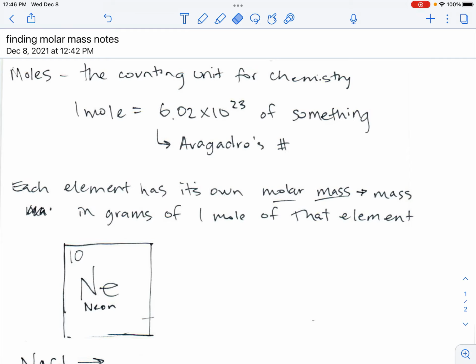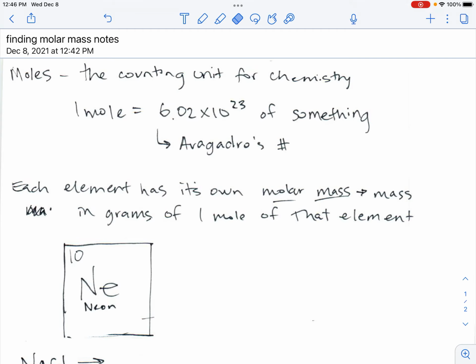Donuts and eggs are not the same thing. So even if you had a dozen of each of them, they would not weigh the same thing. Same with elements. If you have 1 mole of sodium and 1 mole of chlorine, those two things don't weigh the same amount, because there are different pieces that make up sodium and different pieces that make up chlorine, okay?